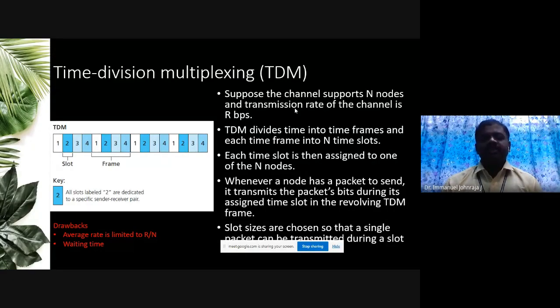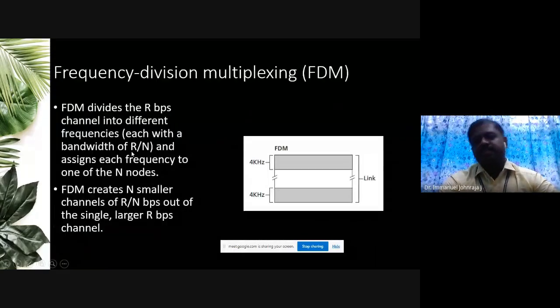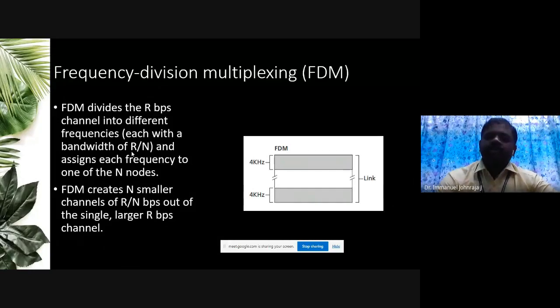But it also suffers from the drawback of limited average sending rate. The throughput is very limited, and stations have to wait. Even in this case, if station 1 is sending and stations 2, 3, and 4 have no data to send, station 1 has to wait for its turn to come, wasting bandwidth and time. In the case of frequency division, instead of time, the frequency is divided, but the end result is the same. You are given very little bandwidth: earlier it was R, but now it is R by N. So the effect is the same, and the drawbacks also remain the same.